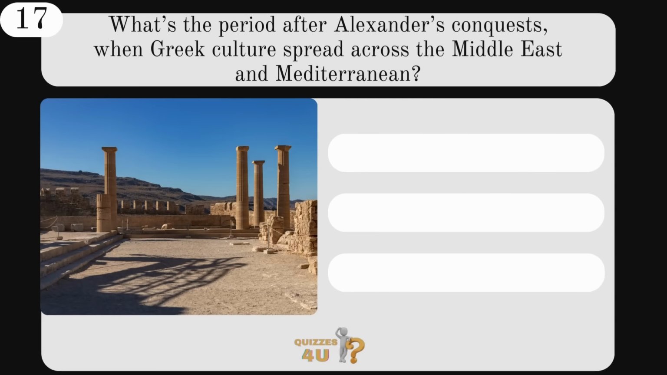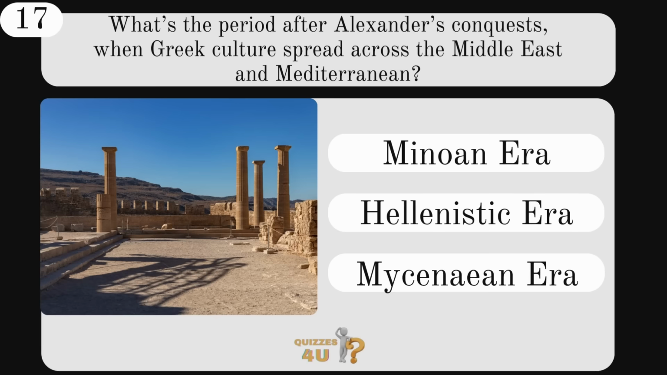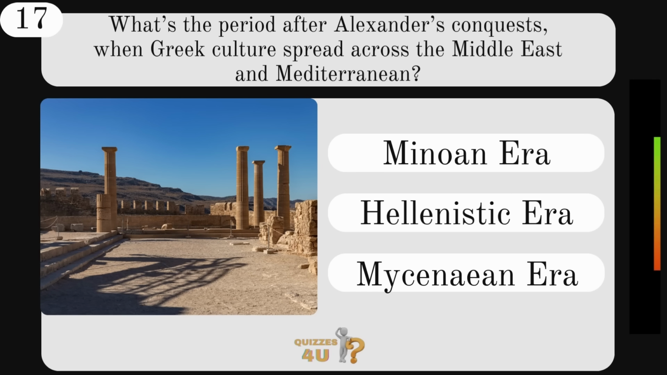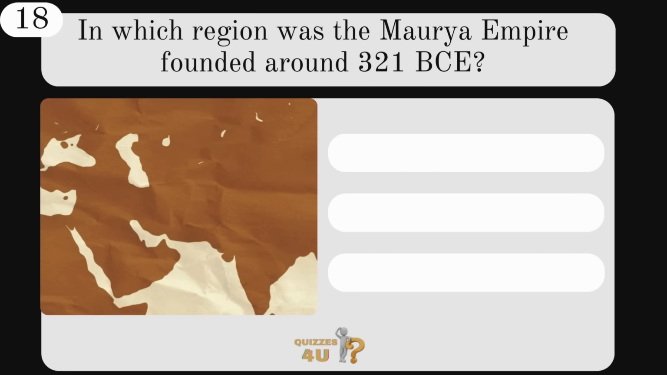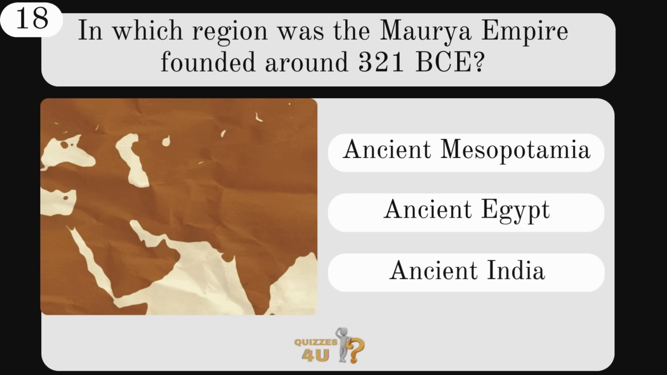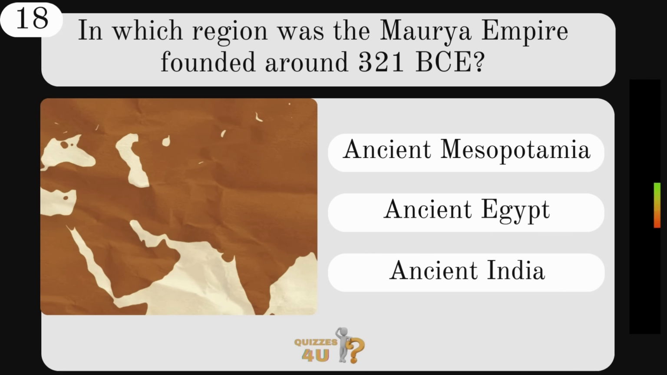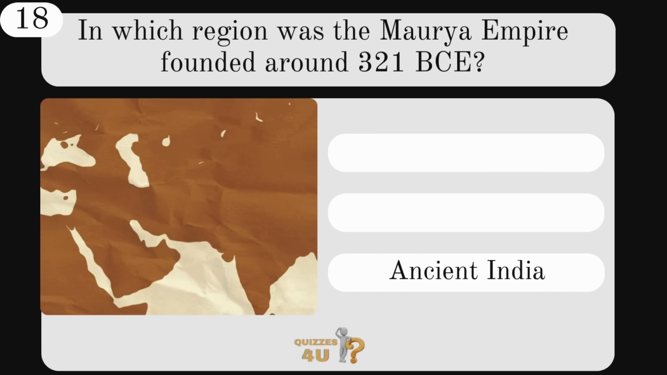What's the period after Alexander's conquests when Greek culture spread across the Middle East and Mediterranean? Minoan, Hellenistic, or Mycenaean era? That was the Hellenistic era. In which region was the Maurya Empire founded in 321 BCE? Ancient Mesopotamia, Egypt, or India? That was in ancient India.